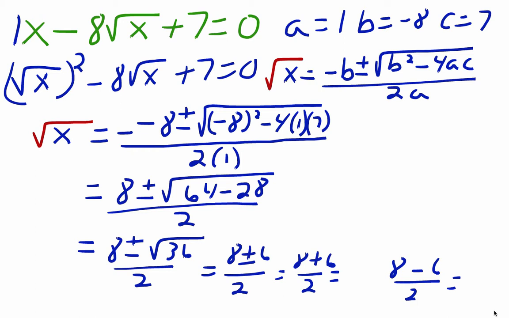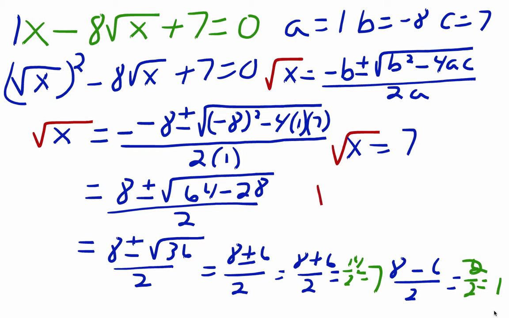So now I have 8 plus 6 over 2, which is 14 over 2, which is 7. And I also have 8 minus 6, which is 2 over 2, which is 1. Now I have to go back and use that square root. So I have square root of x equals 7, and the square root of x equals 1.